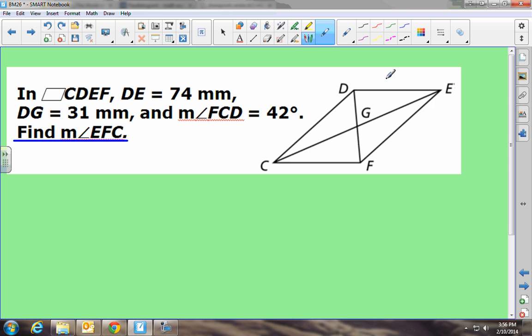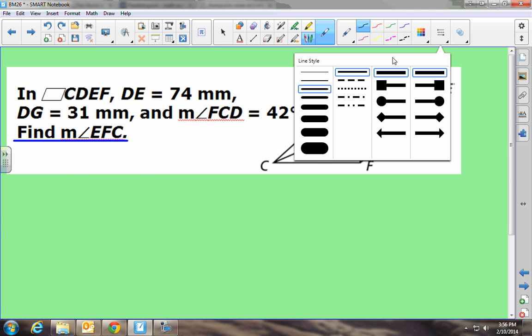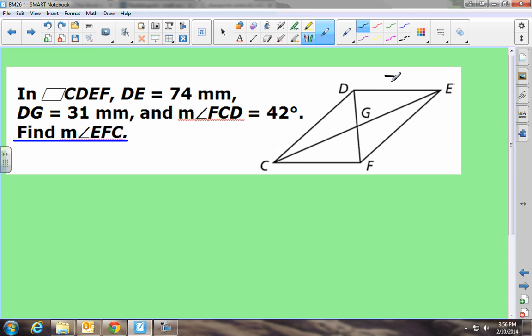DE is 74, so I'm going to label that. Ooh, I don't like that. Let's get back to a normal pen in here. There we go. So this is 74. Okay. And it says DG, D to G, is 31. Okay. And the measure of angle FCD, so that's F to C to D, so this angle right here, that is 42. I'm going to write it right over the line so I know it includes both sides there.